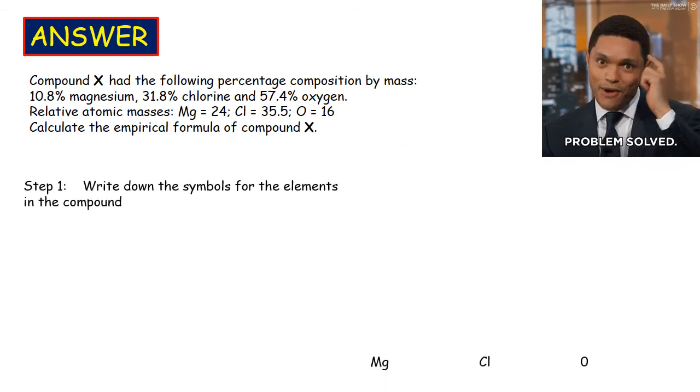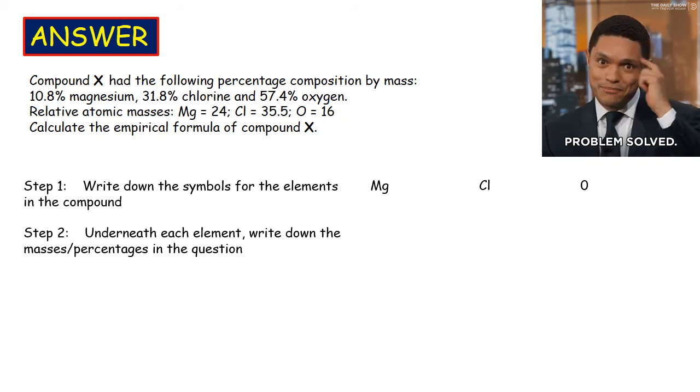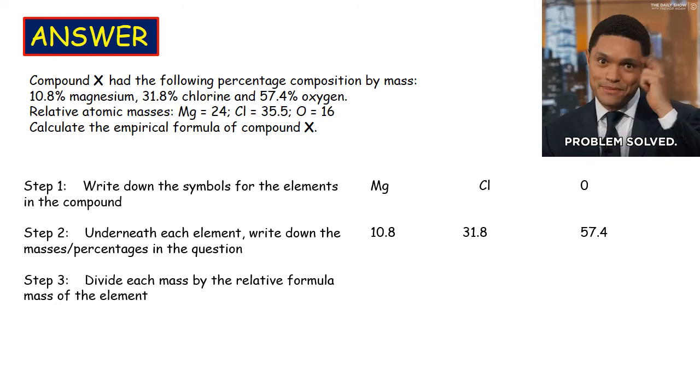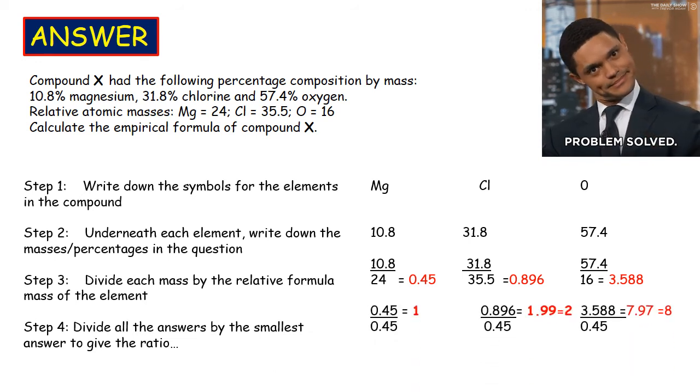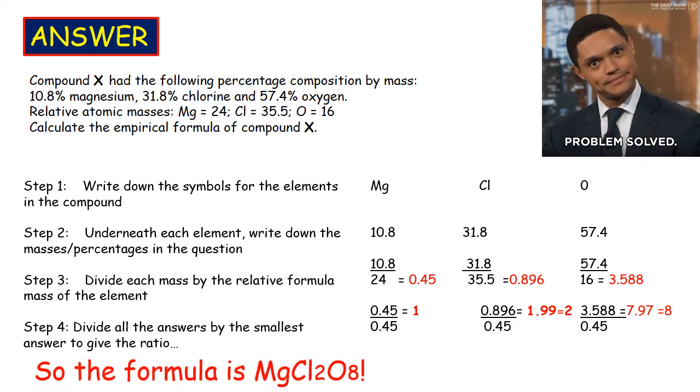So, step 1, write down the symbols. Step 2, we're writing down our percentages. Step 3, we're dividing each mass by relative formula mass, that you can see there. Divide all by the smallest answer, so that's 0.45 in this case. So that gives us magnesium 1, chlorine 1.99, so we can round that up to 2, and oxygen is 7.97, so we can round that up to 8. So we've got our whole number ratio there. So our formula is MgCl2O8.